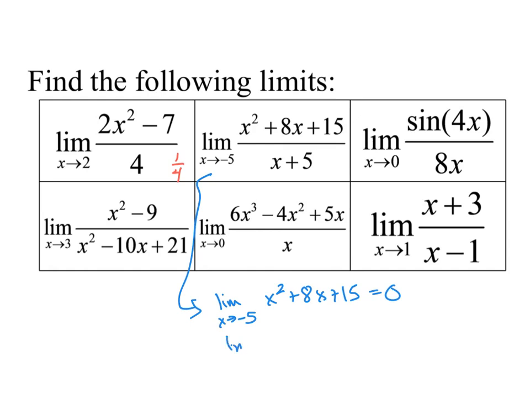And the limit as x approaches -5 of x plus 5 is equal to 0. So then you can say you get to use L'Hopital's rule. Now, the reason you should not write on your paper 0 over 0 is because that is indeterminate. That does not exist.